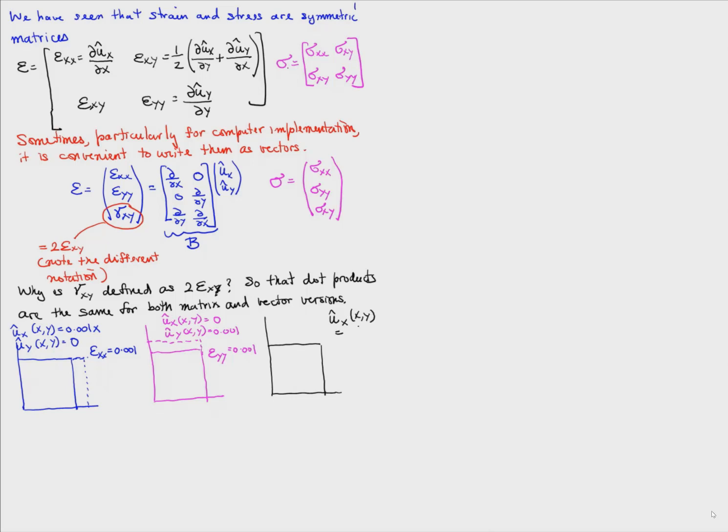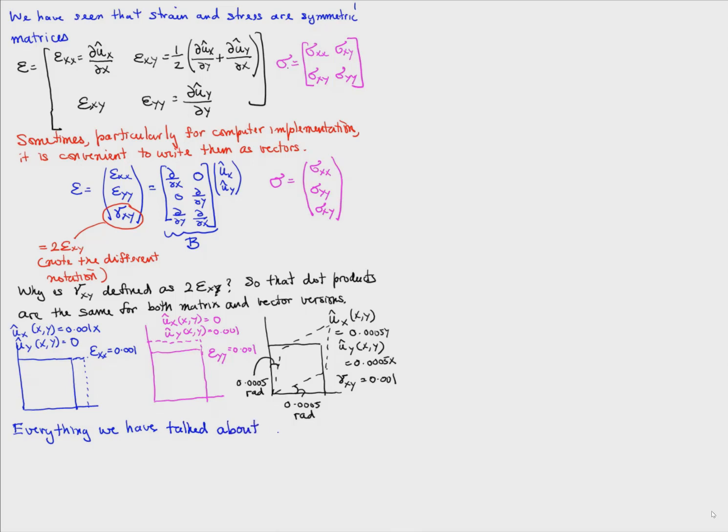Now let's try to understand what gamma xy is. For this, we define a displacement like this, which causes the square to be deformed into a rhombus. And we realize that gamma xy is the total change in angle between the square and the rhombus. So we understand what the strain components mean geometrically. Everything we've talked about so far in terms of strain and stress does not depend on any particular material.